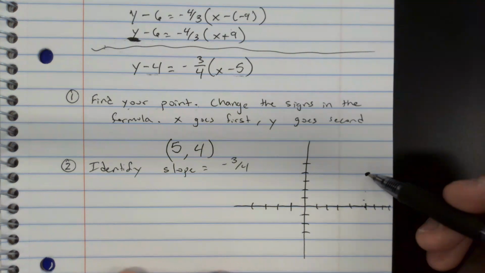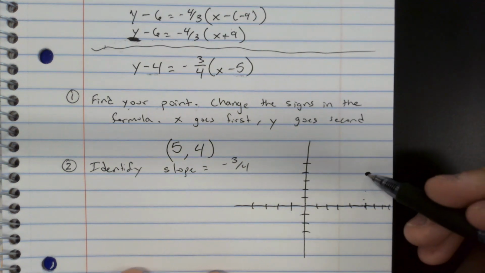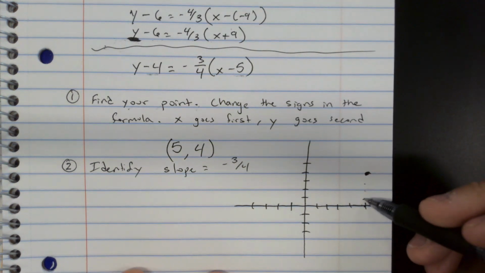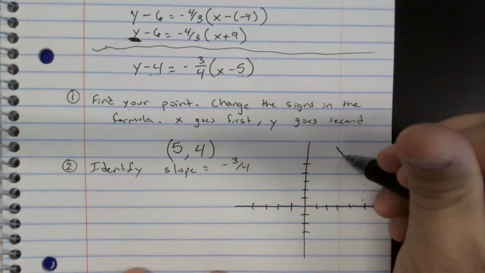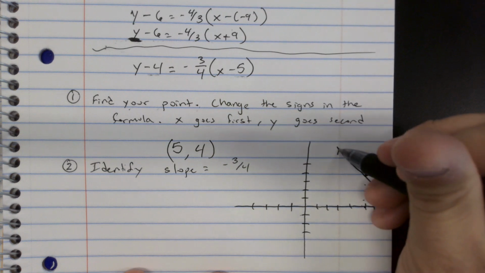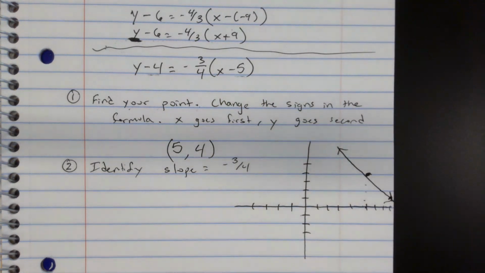So from our point, we're going to go down 3, right 4, and I'm out of room, but it's over there somewhere. And there would be your graph line. Easy, right? So all you do is you get your point, and then you use the slope from the point to be able to graph your equation.